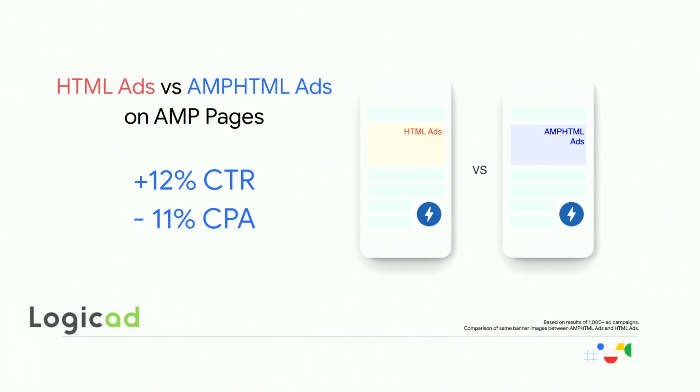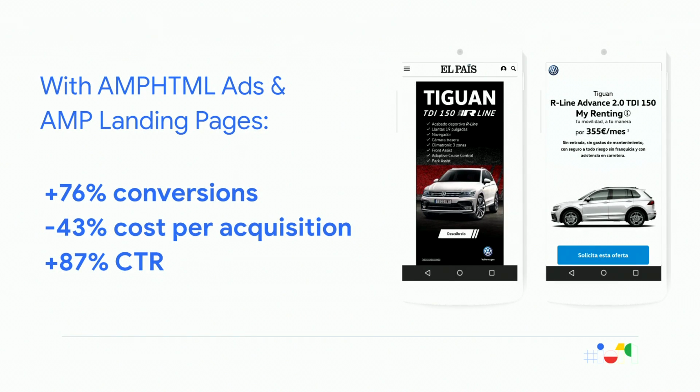So let's look at a couple examples. Sonet, a Japanese DSP, has seen huge decreases in ad load time via their Logic ad product, which led to a 12% improvement in click-through rates and an 11% reduction in overall cost per acquisition. The Spanish newspaper El País and the car company Volkswagen ran an experiment that combined AMP pages from El País with AMP HTML ads and AMP landing pages from Volkswagen, and the result was significant: a 76% conversion uplift and a 43% decrease in cost per acquisition.